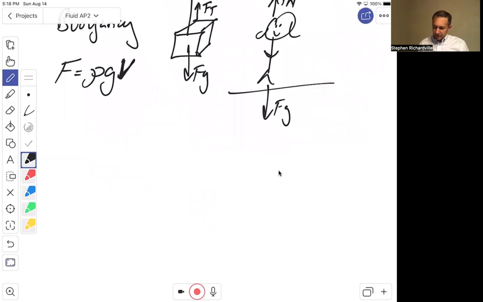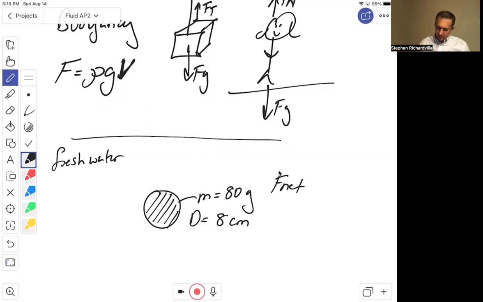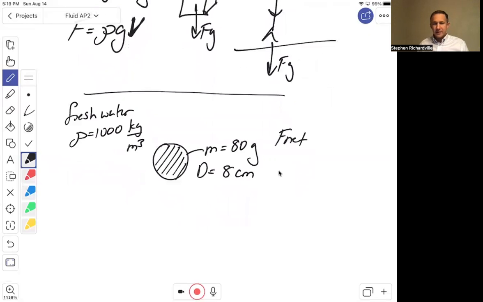What if I had to do something like, what about this? What if I had a beach ball here and it had a mass of 80 grams and it has a diameter of 8 centimeters. And I wanted to say, what's the net force on this as it's submerged in fresh water? So if it's submerged in fresh water, where my density equals 1,000, what's the net force acting on that?